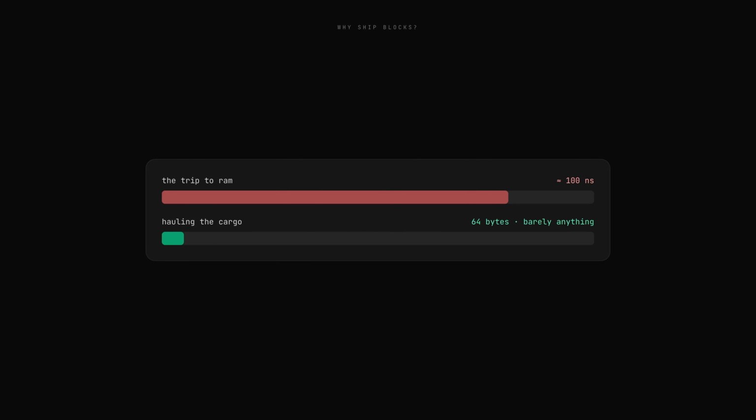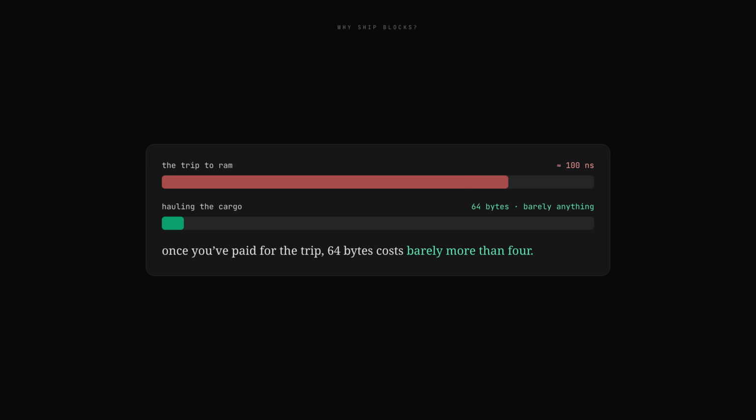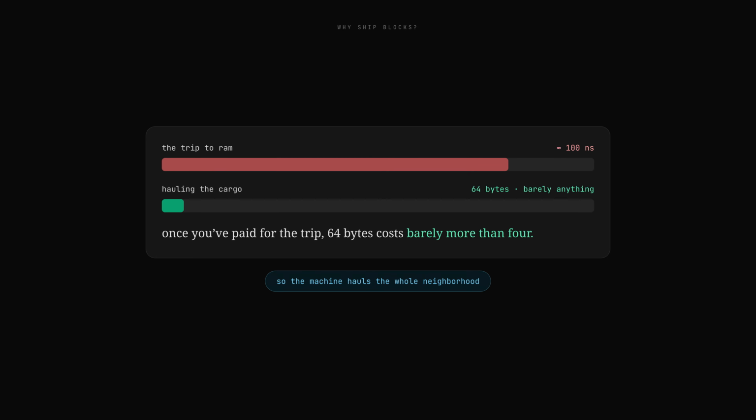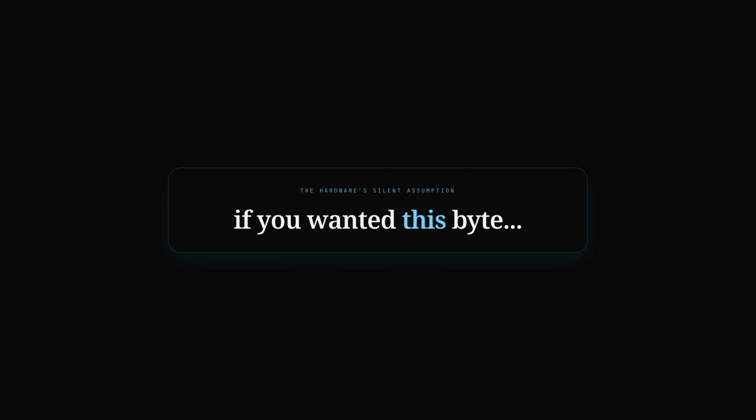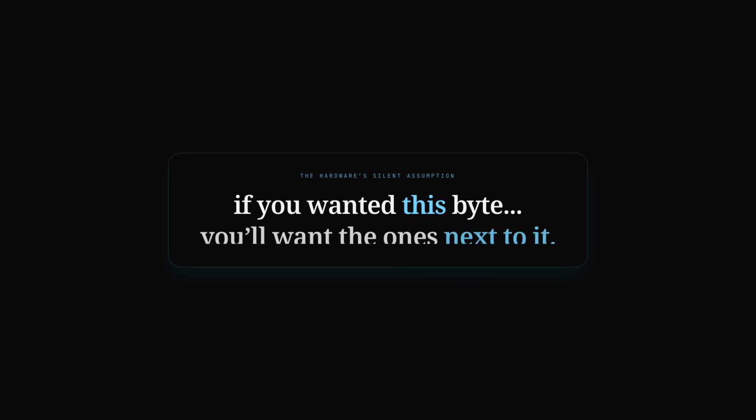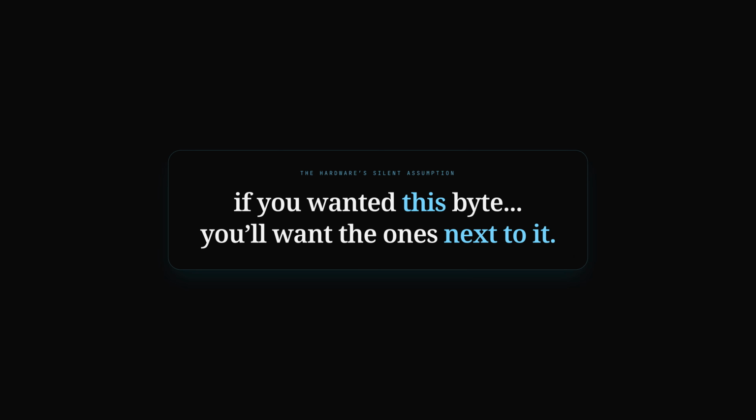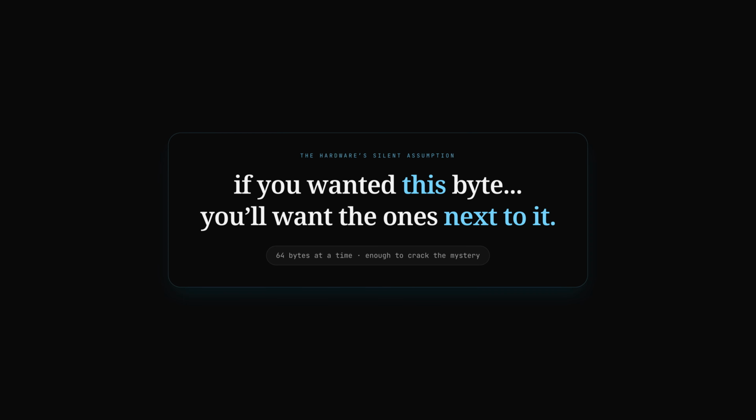Why ship blocks? Because the expensive part of the trip is the trip itself, not the cargo. Once you've paid 100 nanoseconds to reach RAM, hauling 64 bytes back costs barely more than hauling 4, so the machine hauls the whole neighborhood. And notice what the hardware is silently assuming: that if you wanted this byte, you'll want the ones next to it, 64 bytes at a time. That one design decision is about to crack our mystery wide open.